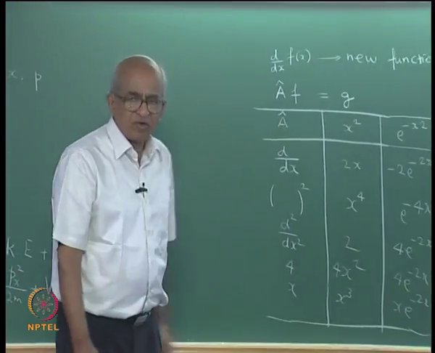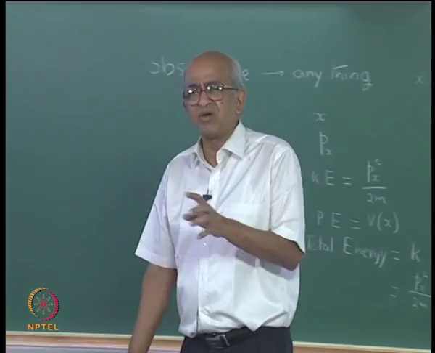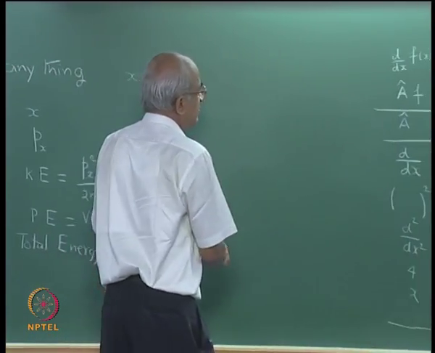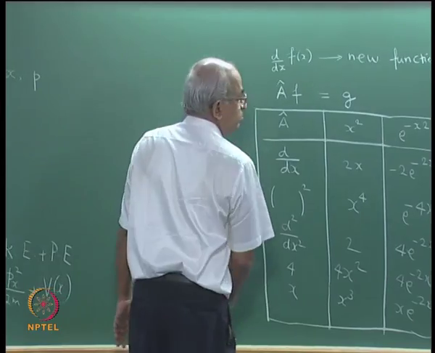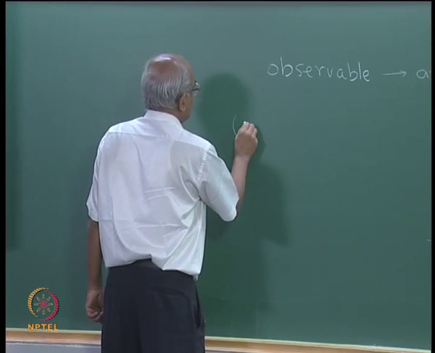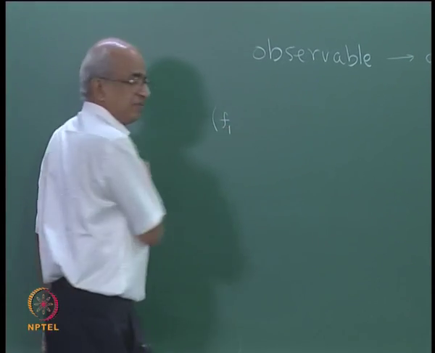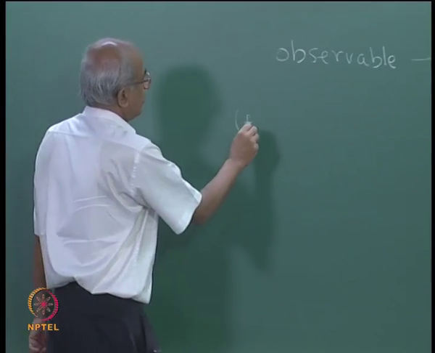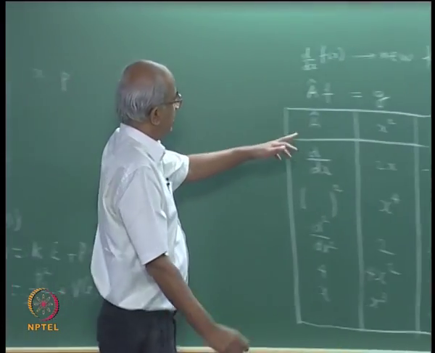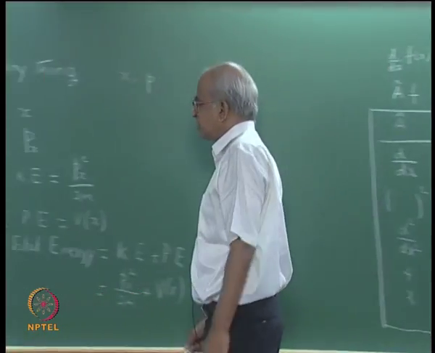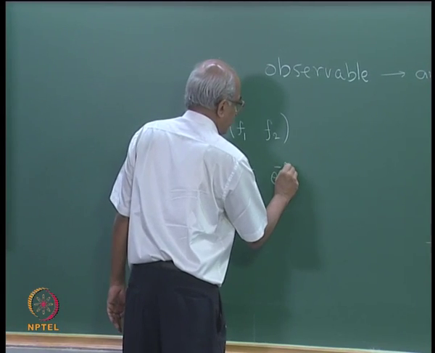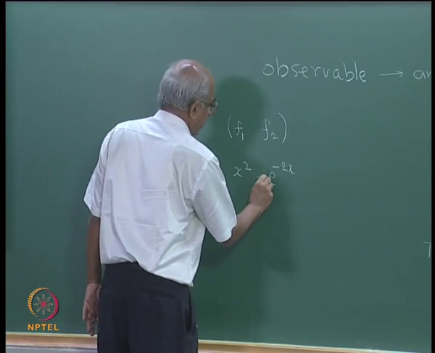So, having defined an operator, I should tell you what is meant by a linear operator. Imagine I have two functions. The first one I will denote by f1, and the second function I will denote by the symbol f2. For example, one of them may be x square, the other may be e to the power of minus 2x, and what am I going to do? I am going to add them.